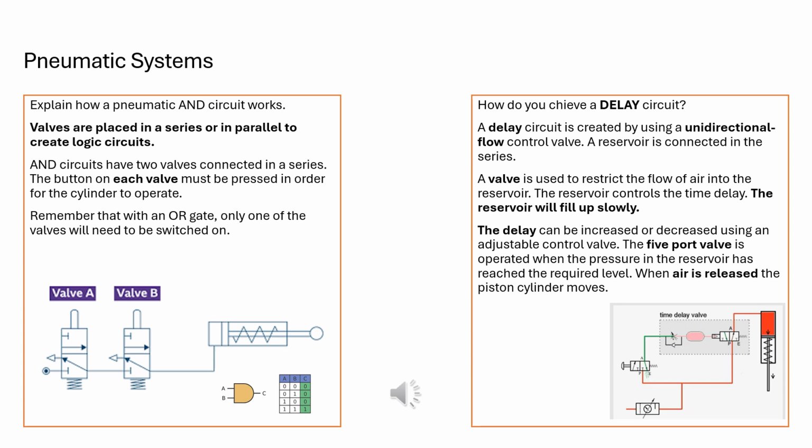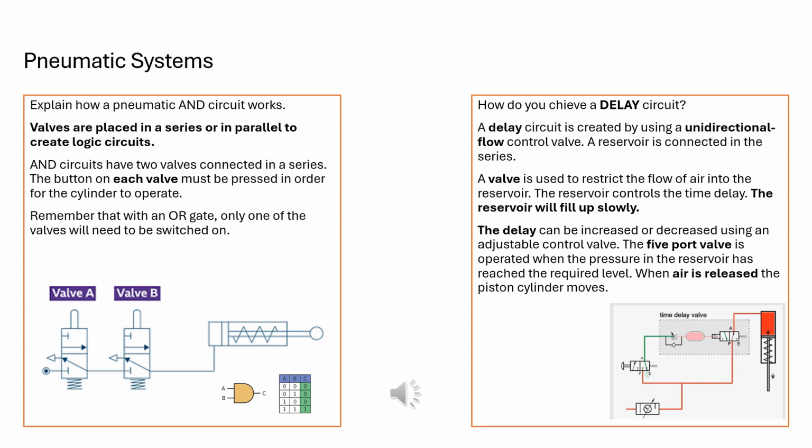Now a delay circuit is created by using a unidirectional flow control valve. What happens with this is that there is a reservoir connected in series. The valve is then used to restrict the flow of air into the reservoir. The reservoir controls the time delay. So this reservoir is filling up slowly, and how quickly it fills up will depend on how quickly the circuit is activated.